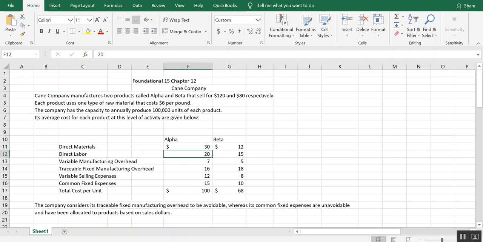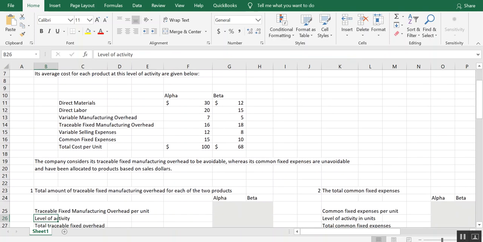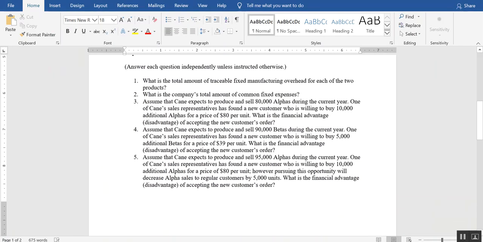And we have this broken out by direct materials, direct labor, variable manufacturing, traceable fixed manufacturing, variable selling expense, and common fixed expense. And then it says here, this is an important concept. The company considers traceable fixed manufacturing overhead to be avoidable, whereas its common fixed expenses are unavoidable and have been allocated to products based on sales dollars. So we're going to start this Foundational 15. I'll look back here, and it asks, what is the total amount of traceable fixed manufacturing overhead for each of the two products?